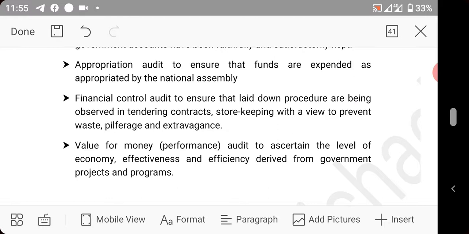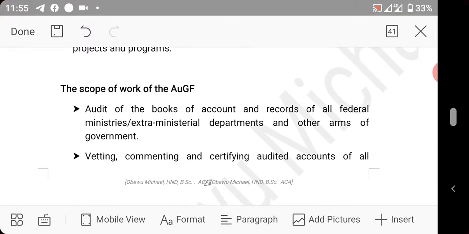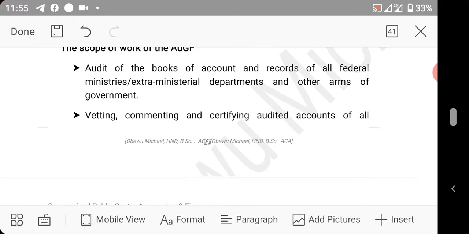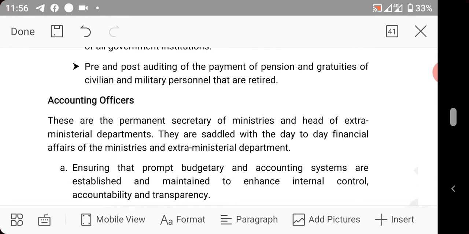So we use value for money to ensure, okay, since it doesn't have a template upon which to measure it, let's look at it in these 3 angles. So we move down to the next: scope of work of the auditor. You look at it, it is quite easy to understand. Then we now look at accounting officer.